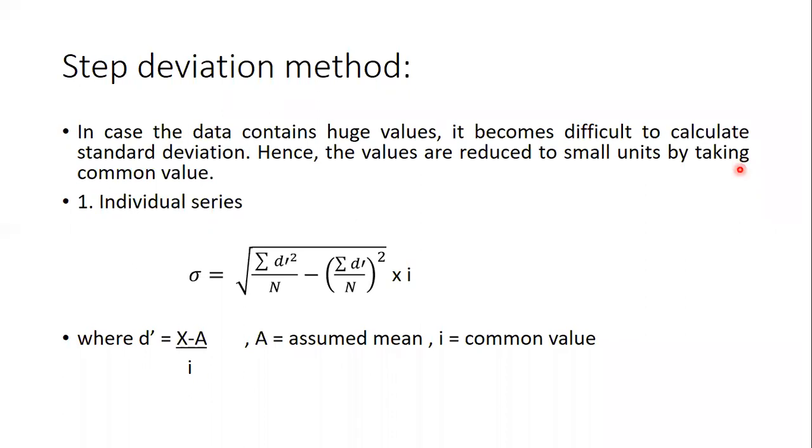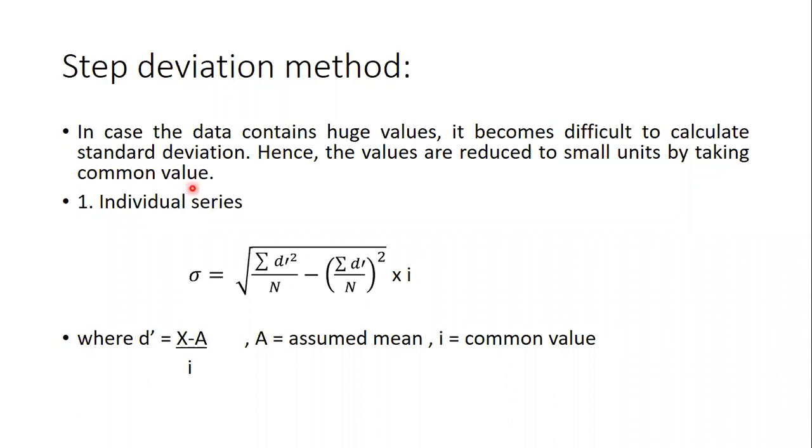In case the data contains huge values, it will become difficult to calculate standard deviation. Sometimes if the number of data n is too big, like 500,000, at those times it is difficult to find standard deviation. If a class contains 100 students, or a college contains 600 or 1000 students, at those times we will be using step deviation method to find the standard deviation. Hence the values are reduced to small units by taking common values.